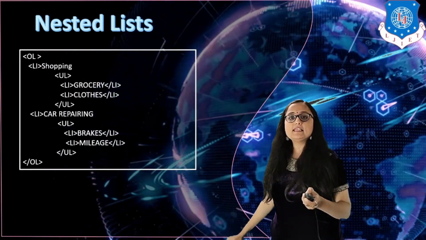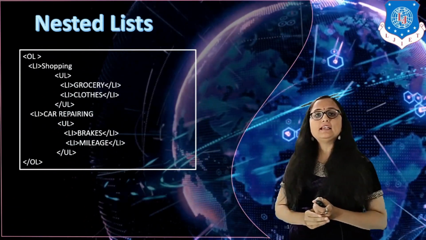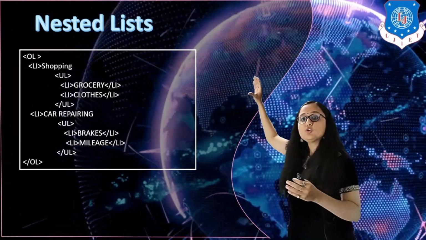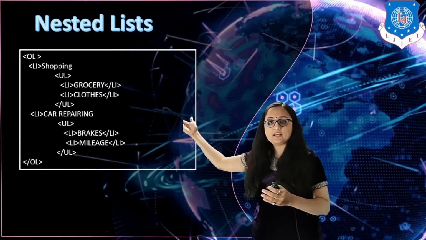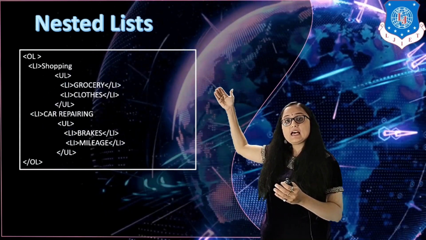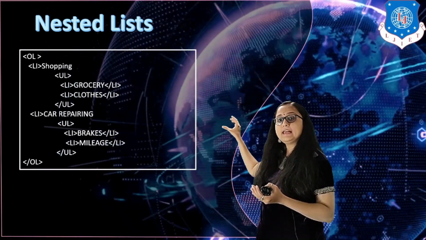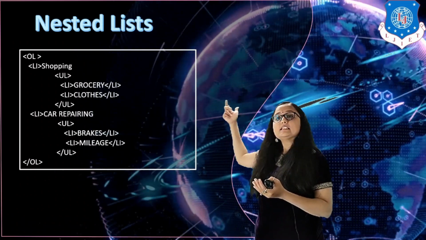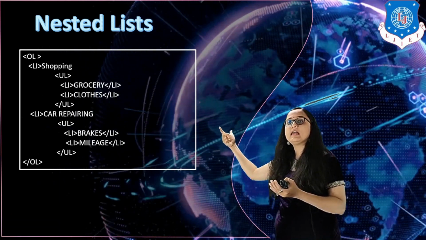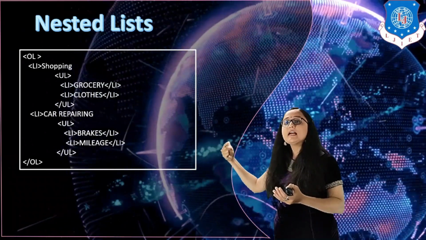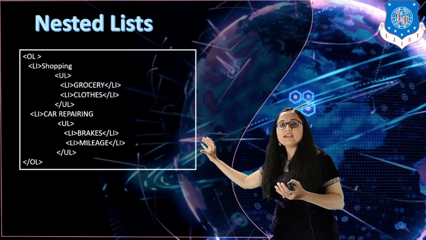Here you can see that I have a parent tag OL, and inside OL I have two LI tags. In the first LI I have written shopping, and in the second LI I have written repairing. And you can see that inside LI I have again taken a list, that is a UL, and inside UL I have two different LI, grocery and clothes. The next LI of the ordered list was repairing, and inside that particular LI I have again taken an unordered list, and inside that particular unordered list I have again specified two LI, that is brakes and mileage.